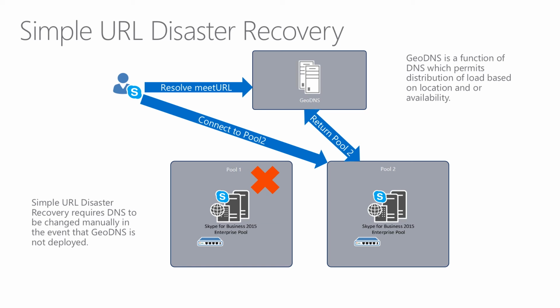The automated approach to simple URL disaster recovery requires the use of GeoDNS. GeoDNS is a function of DNS which permits distribution of load based on location and/or availability. In our example, the GeoDNS service would have detected the failure of pool 1, and when a DNS query was received for the meeting join URL, it would point the meeting participant to pool 2 based on knowledge of that pool failure, thereby ensuring that there is no service outage.